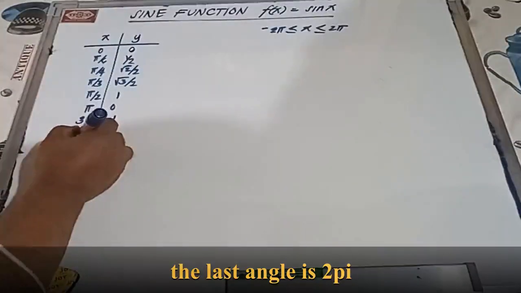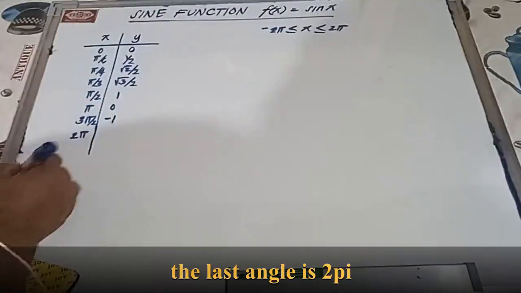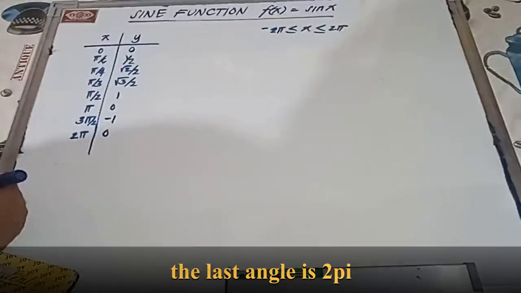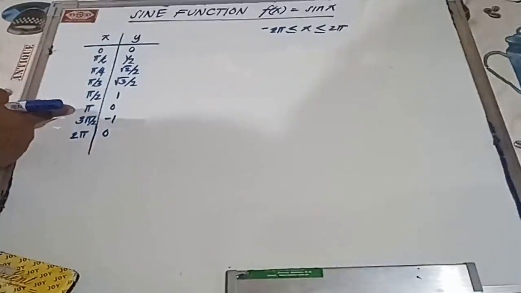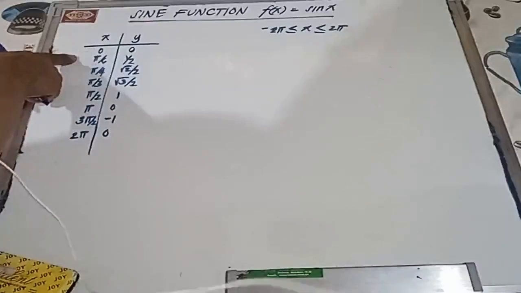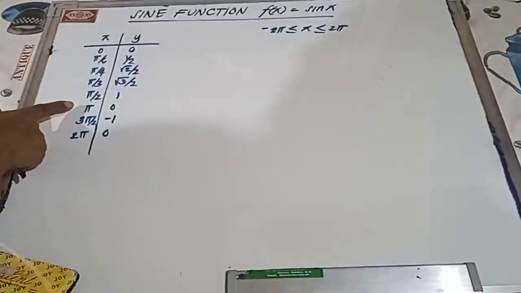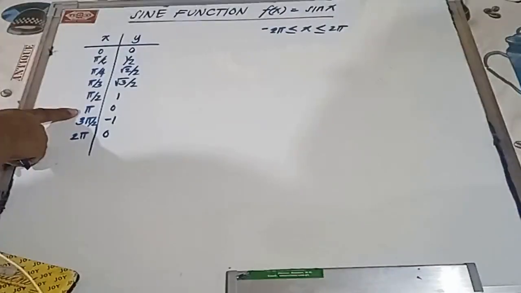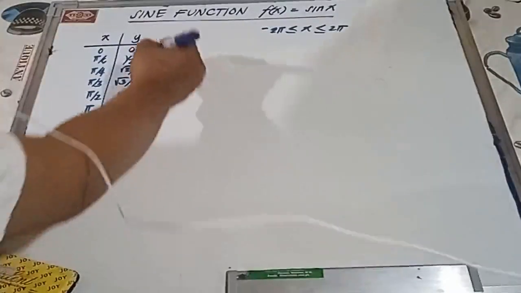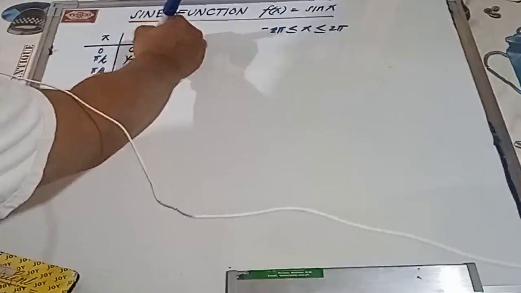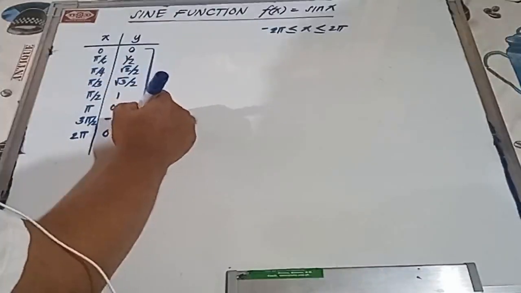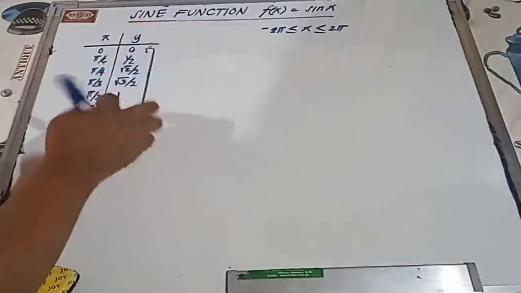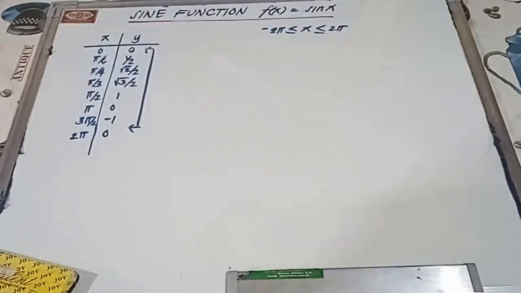Sine 2 pi is 0. So, naulit siya, 0. Sine 0, sine pi. Okay. So, isang cycle yon, isang period. Naulit-ulit. Okay.